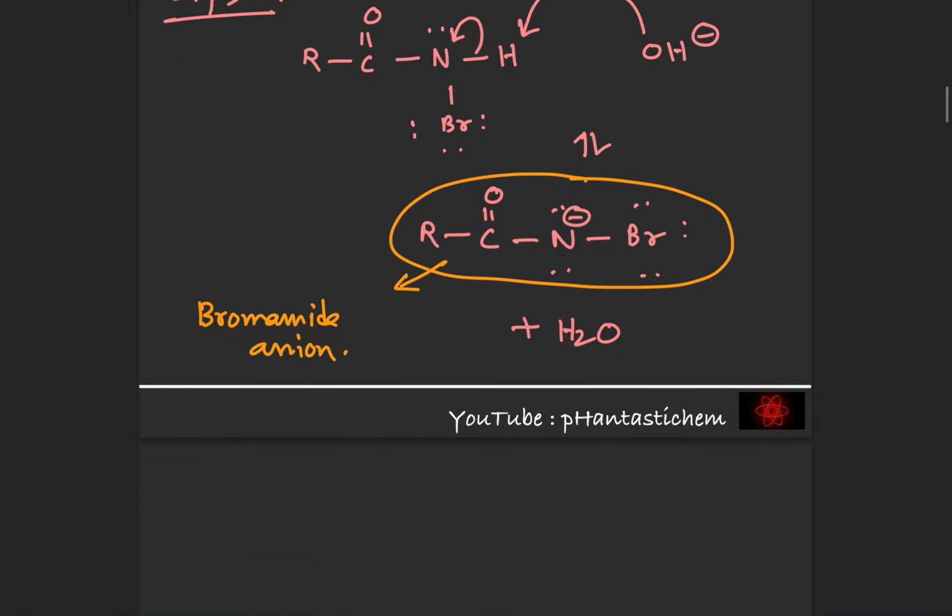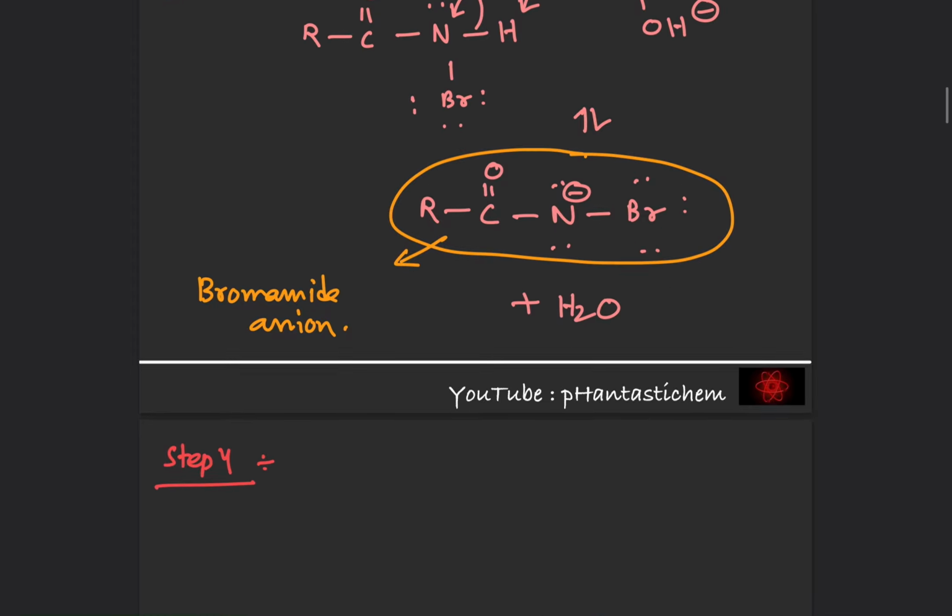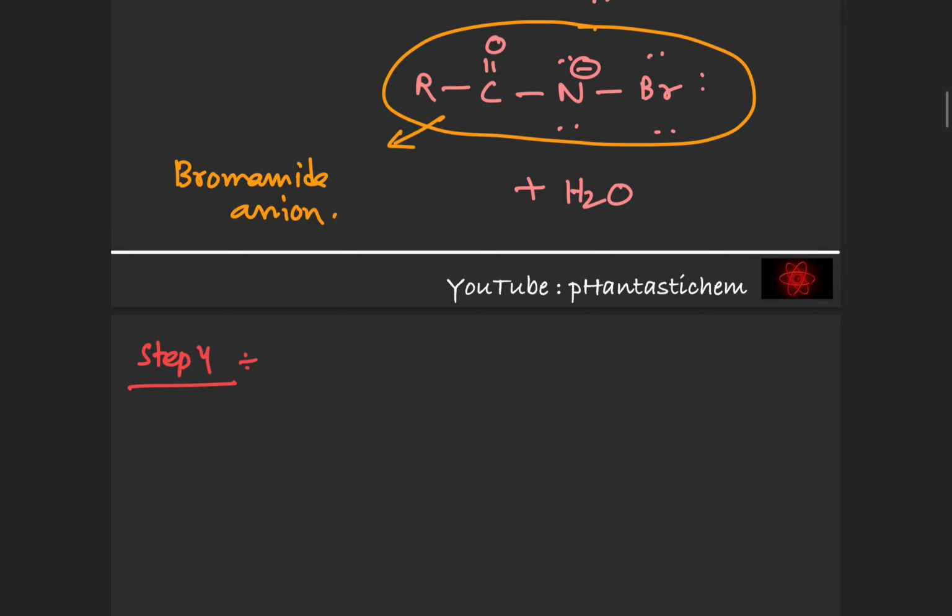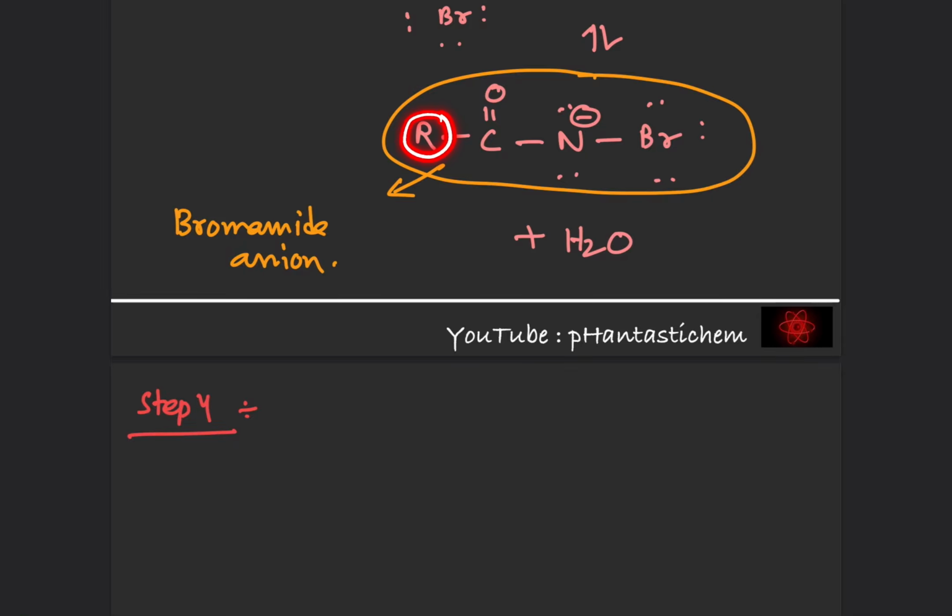Okay, and in step 4, the bromamide anion undergoes rearrangement. The R group, which is bonded with the carbonyl carbon, now bonds with the nitrogen instead. Simultaneously the bromide anion leaves, so this bromine goes out. So simultaneously this R undergoes a rearrangement. Now it is in bond with N, and this bromine takes these sigma electrons and goes out in the form of bromide ion.